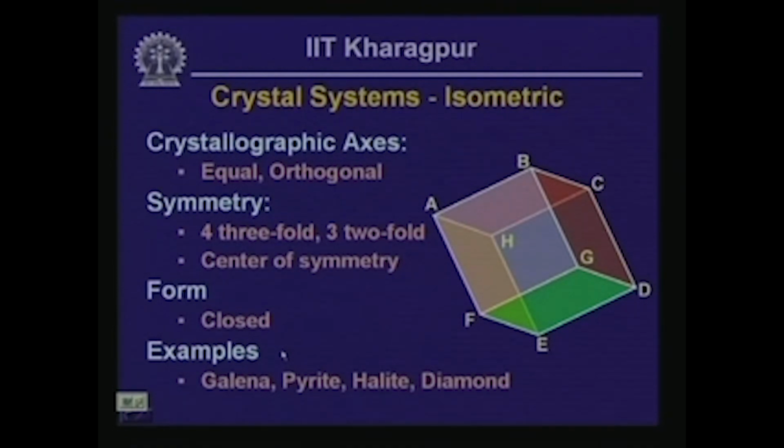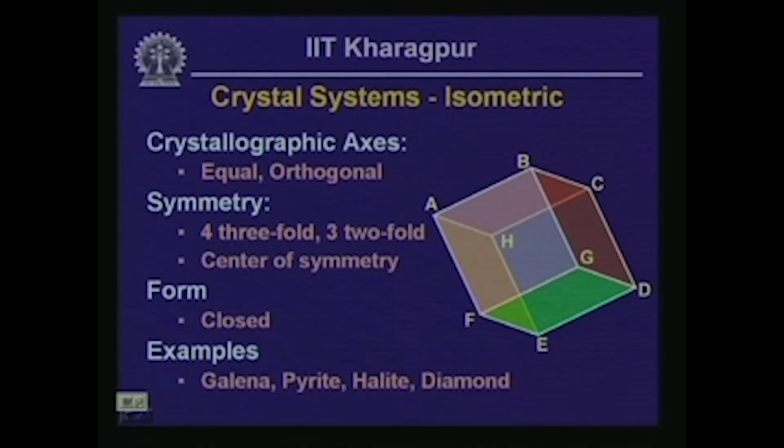All right. Now, let us look at the most simple crystallographic structure. The simplest crystallographic structure is called isometric structure. Now, as the name suggests, the set of crystallographic axes, in this case they are all going to be equal to each other and they are going to be orthogonal. So, this crystal will have similar appearance when you look at the crystal from all different sides.